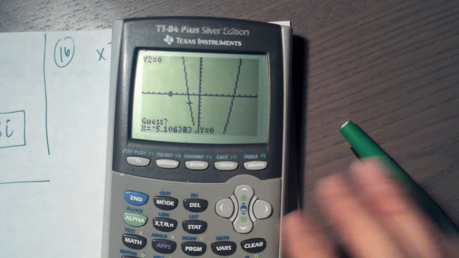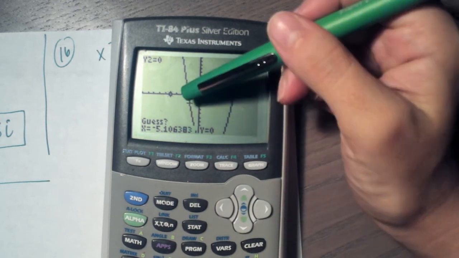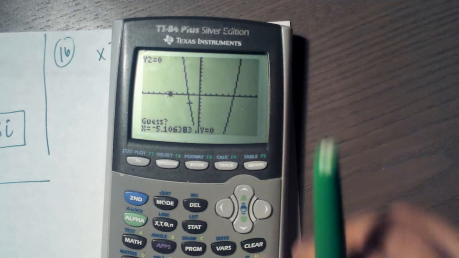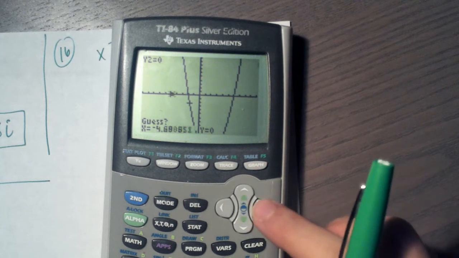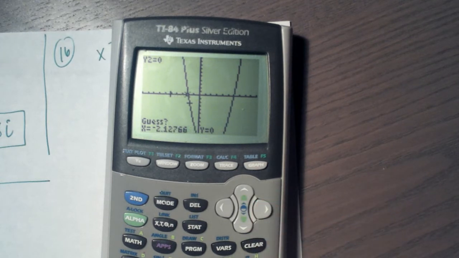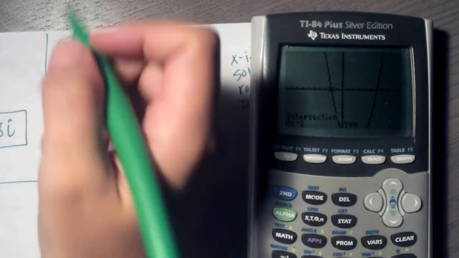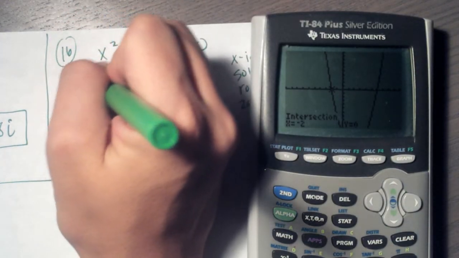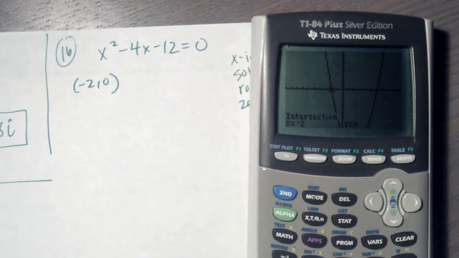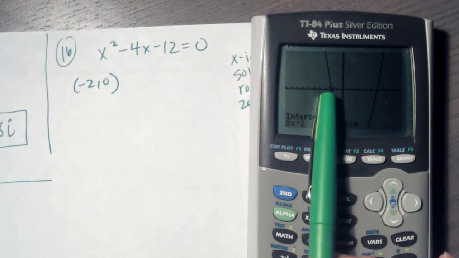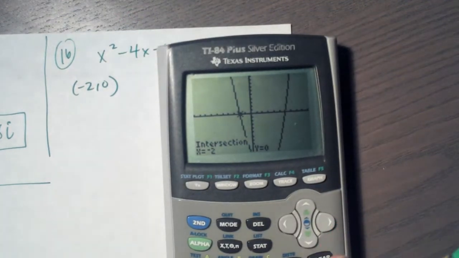So what I want you to do is you have two roots. You have this guy right here and this guy right here. So you need to go as close as you can to one of your solutions. Put your spider right on top of that root. And then hit enter. Your calculator is going to give you your first answer. The first answer is -2, 0. That's my first solution. It crosses the x-axis at x equals -2.